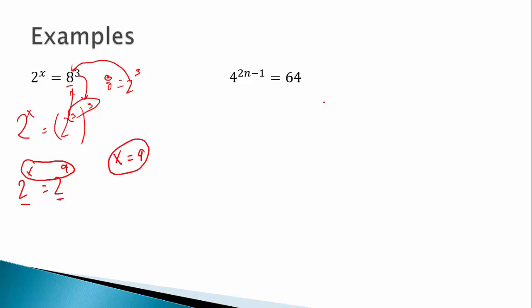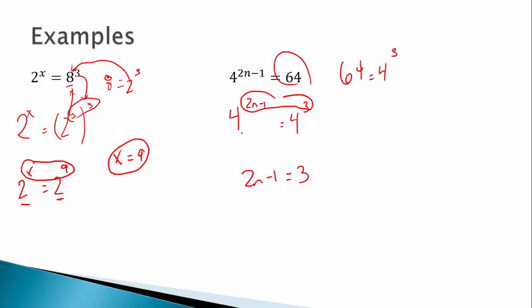All right, let's look at the next one. 4 to the 2n minus 1 equals 64. Now, again, I don't have like bases yet, but this is rigged. 64 is the same thing as 4 cubed. So why don't I rewrite 64 like that? And hey, I can now set 2n minus 1 equal to 3, because both sides of my equation are using base 4. And I can solve for n the same way we've been solving equations for a long time now. N equals 2.